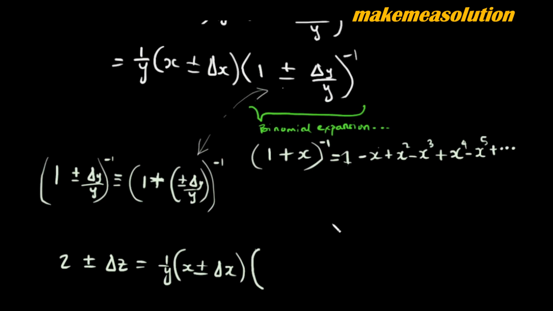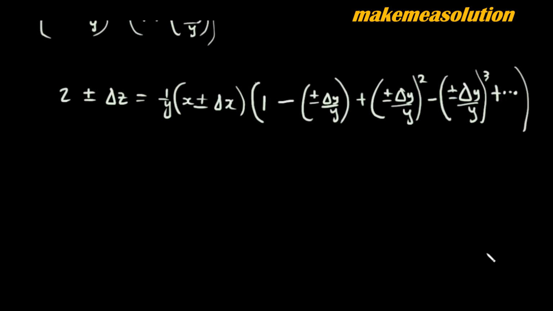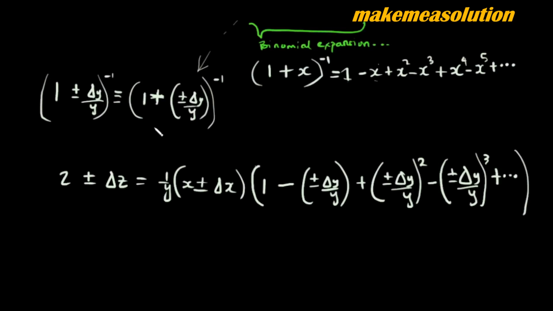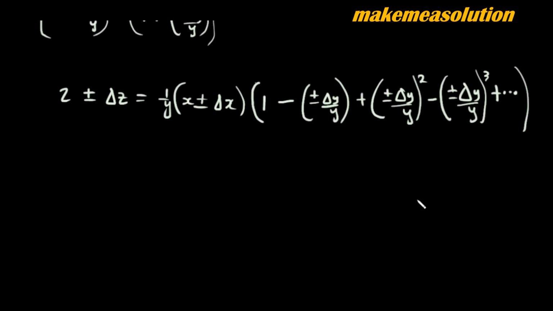Okay, it's still basically the same thing. Anywhere I see x in this power series, I'll just replace it with plus minus delta y over y. So the first term is 1, and minus plus minus delta y over y, and plus plus minus delta y over y squared, and minus plus minus delta y over y cubed, then plus, and so on and so forth. It keeps going like that. So this is the power series representation of this particular second term. So we've converted it to the power series equivalent.